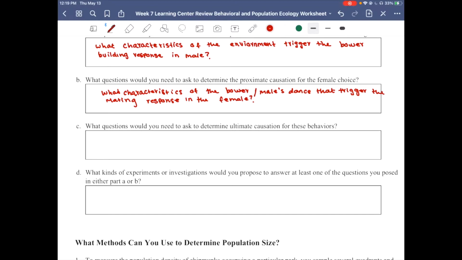So, from the three questions that we've done, you can notice that for proximate causes, we use characteristics a lot, like what characteristics of something led to this behavior. But then for ultimate cause, we always use the word develop or evolutionary. So, be aware of those keywords that can help you determine whether it's proximate or ultimate.